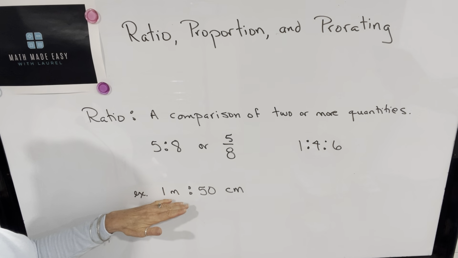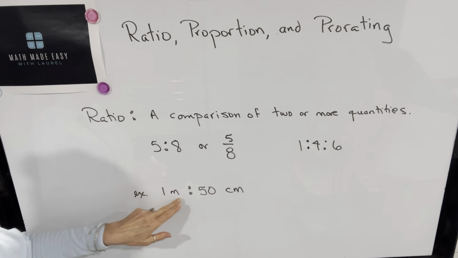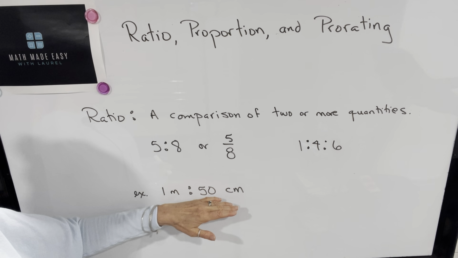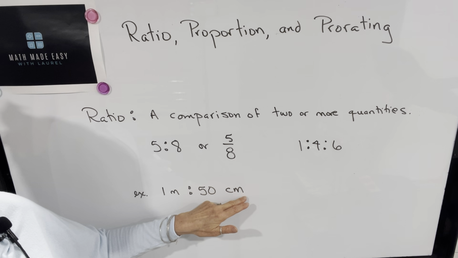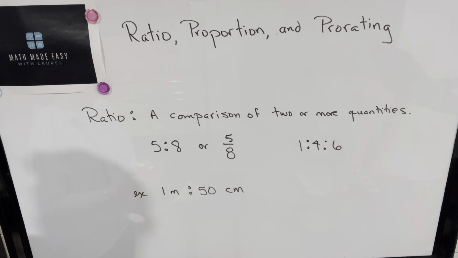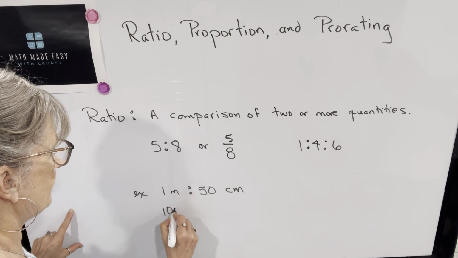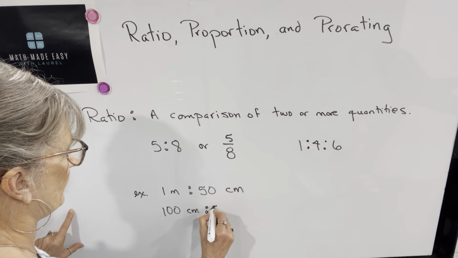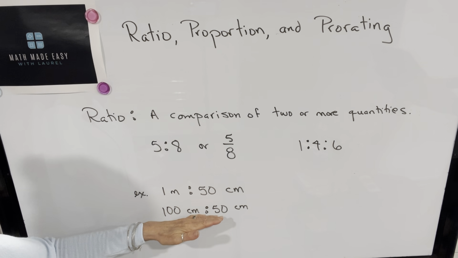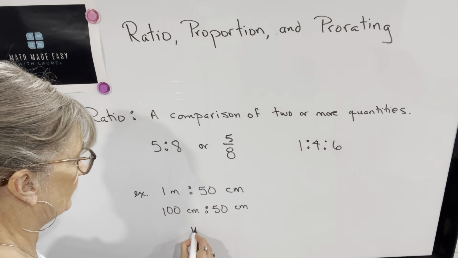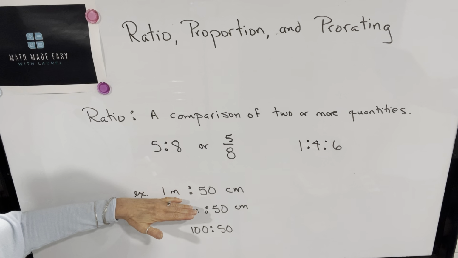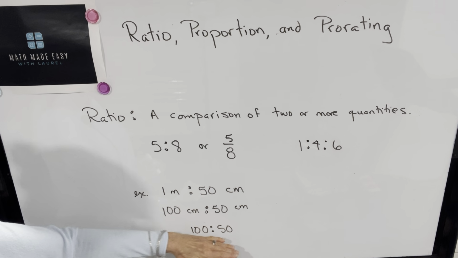So for example, if I was comparing two lengths, and the one length was 1 meter and the other length was 50 centimeters, I'm either going to have to change this to centimeters so that they're both in centimeters, or this to meters so that they're both in meters. I'm going to avoid decimals, so I'm going to change this to centimeters. 1 meter is 100 centimeters. And then once your two quantities are in the same unit, you can drop the units. So we would say the ratio of this length to this length is 100 to 50.